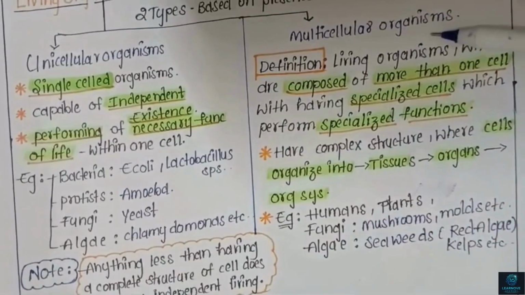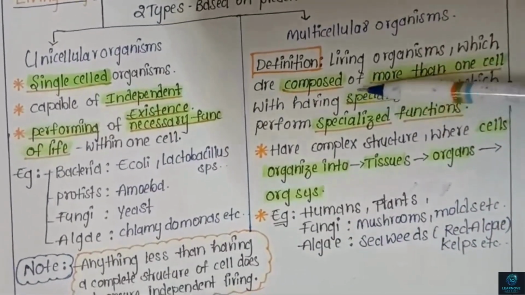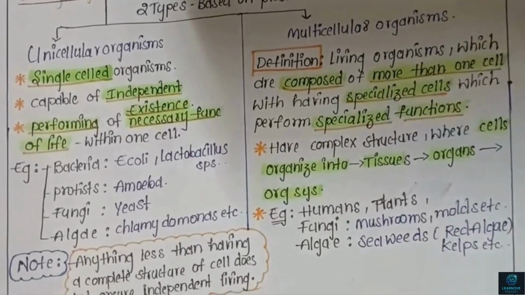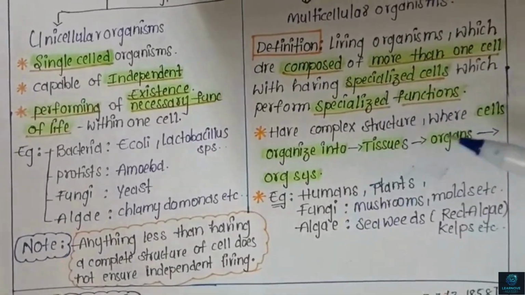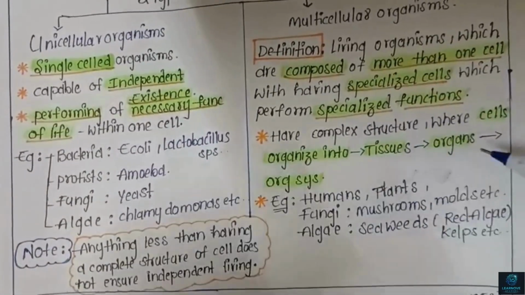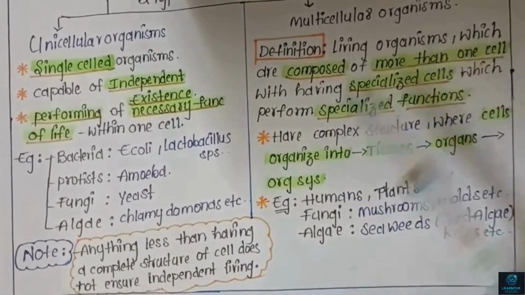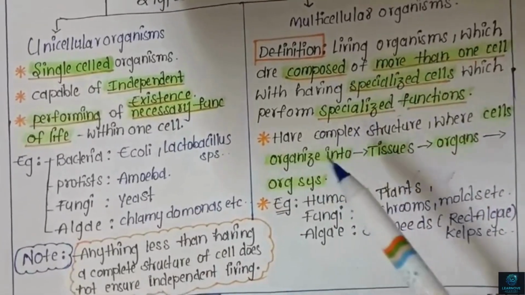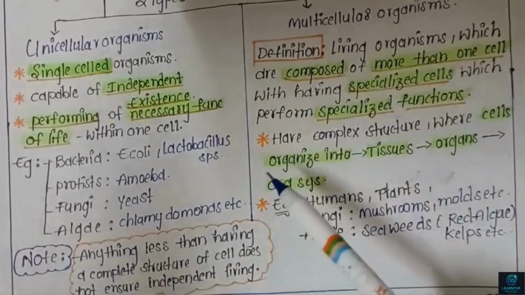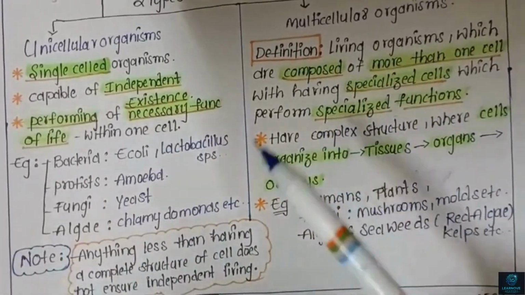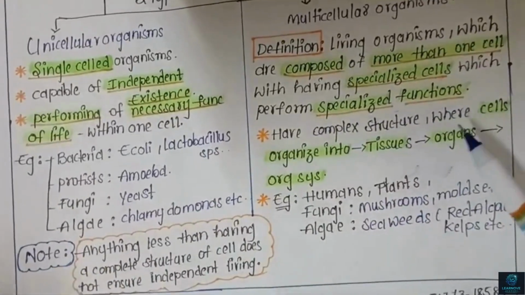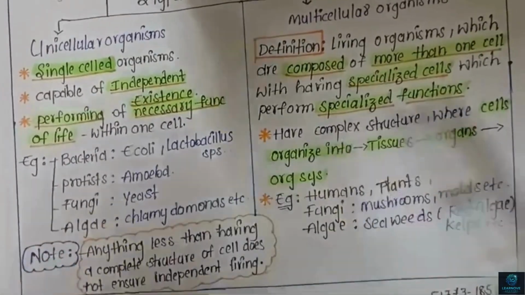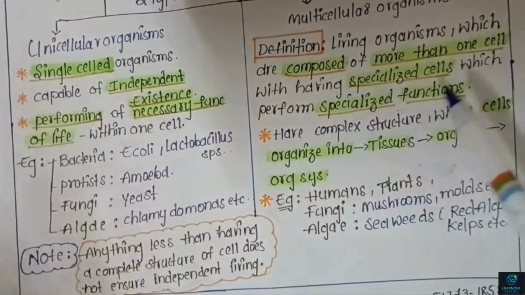Coming to multicellular organisms, they are defined as living organisms composed of more than one cell, which have specialized cells that perform different specialized functions. These multicellular organisms have a complex structure, where cells are organized into tissues, which in turn are organized into organs, which in turn are organized into organ systems which perform various specialized functions in our body.